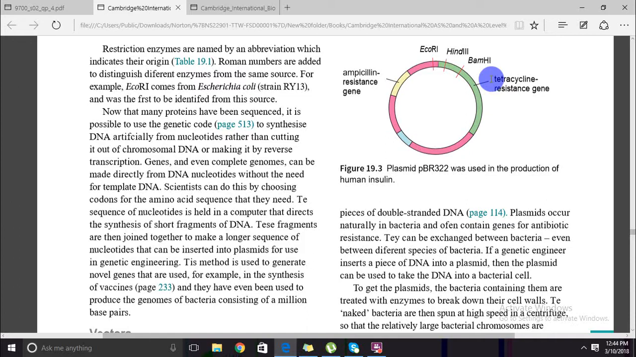So number one, plasmids are naturally exchanged between bacteria regardless of species.